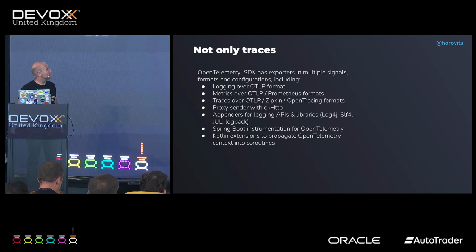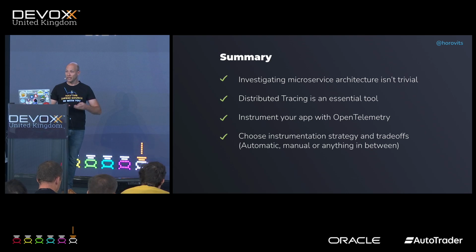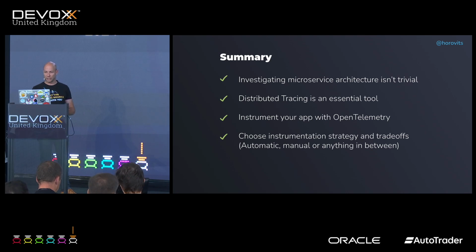And let's summarize. Investigating microservice architectures isn't trivial, and distributed tracing is the tool for the job to help us understand the service dependencies, request latency, critical path, and so on. You can use OpenTelemetry to instrument your application. Choose the instrumentation strategy and trade-offs based on what is relevant for you, simplicity versus flexibility, automatic, manual, and anything in between, as we talked about.